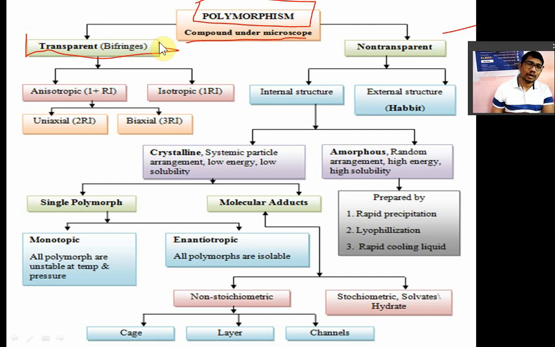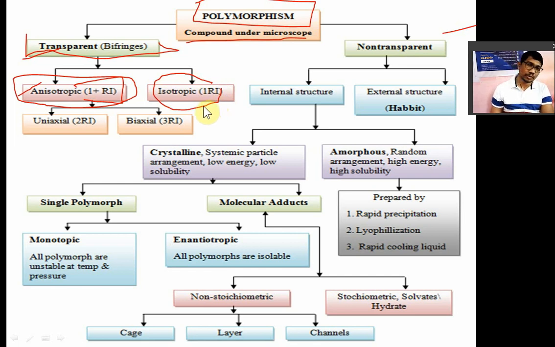Okay, and again birefringent compounds are of two types. Birefringent means they have a refractive index. It has a refractive index, so that's why birefringent. Now if the compound has more than one refractive index, it is known as anisotropic. If the compound has only one refractive index, it is known as isotropic.